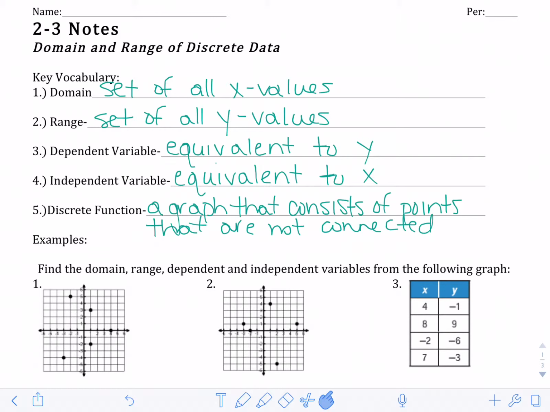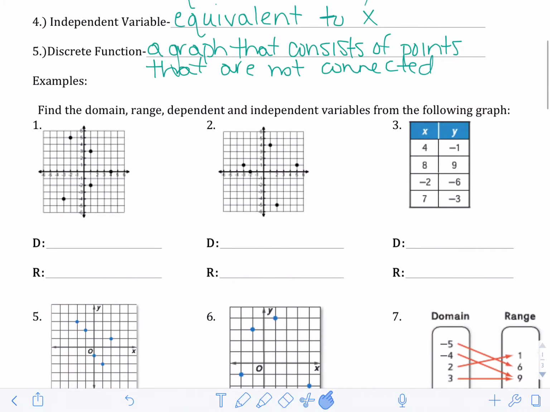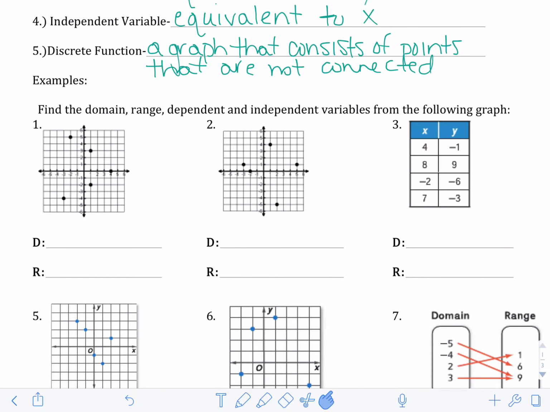Okay, so now the next thing you need to know is discrete data. All discrete data is, it's a graph that consists of points that are not connected, like number 1 and number 2 in our examples. So here we go. Find the domain, range, dependent, and independent variables from the following graph. Well, there's 1, 2 graphs, a table, and a mapping.